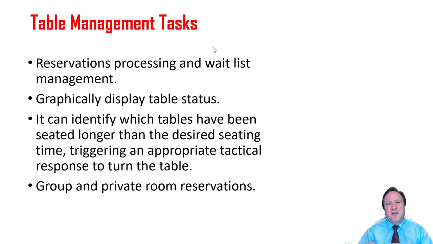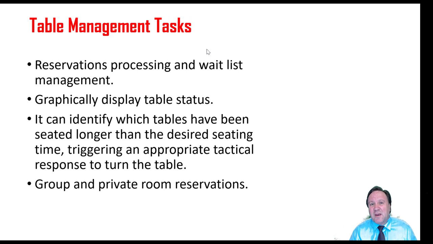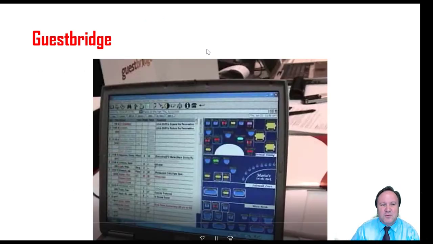Graphically displayed table status. Again, in the video that you're going to see soon, you are going to be able to understand this. I can even show you some short video footage of what I mean. It can graphically display table status. It can identify tables that have been seated longer than the desired seating time, triggering an appropriate tactical response to turn the table. Maybe people sit there too long, and you can alert your server to go there and ask if they want dessert, or anything else before the check, something that will help you have them move out and turn the table, meaning that somebody else can come and eat at the table. Group and private room reservations are also possible.